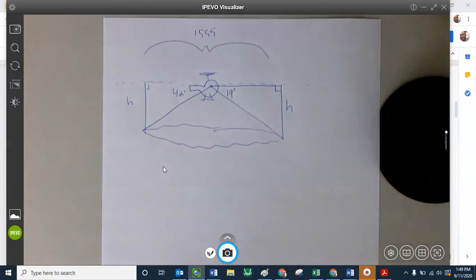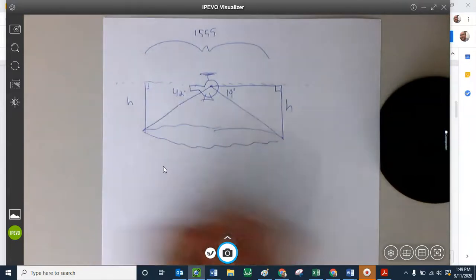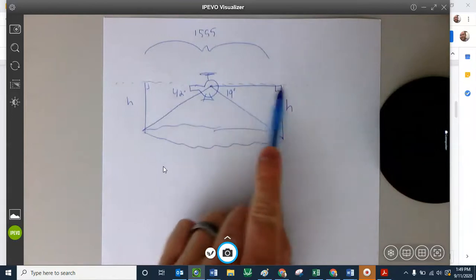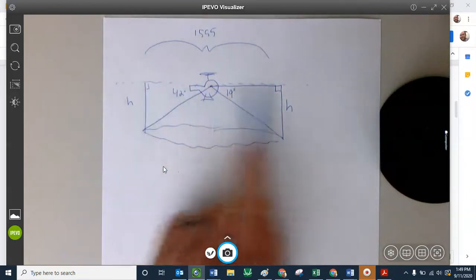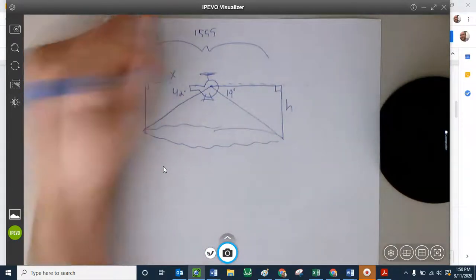The method I choose to make this happen is to make a new variable. We just talked about a second ago that we need another piece of information, another side of the triangle. Since I know all the way across is 1,555, it should probably be these two sides. I'm going to start by calling one of them just an x.